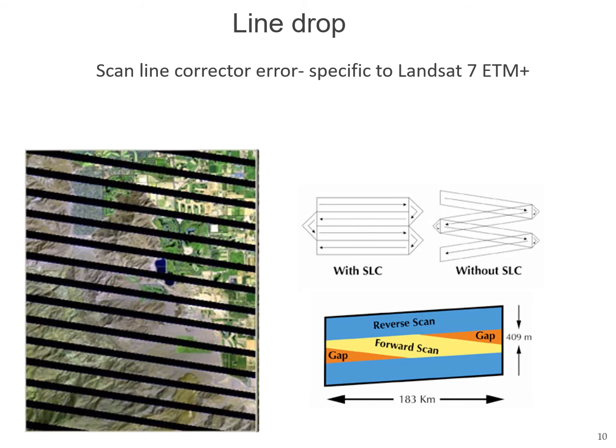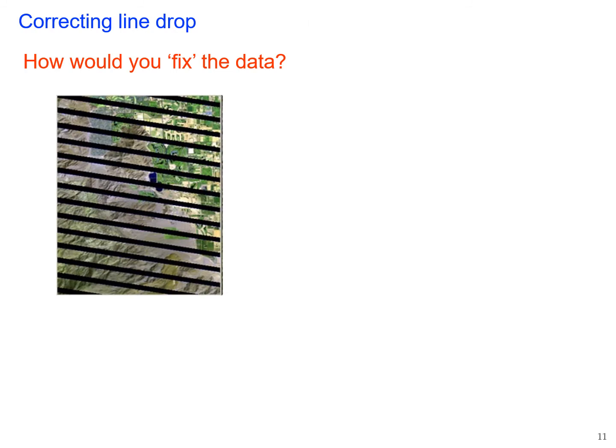On the left, we have just a portion of the Landsat 7 image, and you can see where the data gaps are. You can imagine that if all of these were compressed, sort of rotated to the left, that data would appear correct. There would be gaps, but they would at least be parallel to the direction of forward movement. So how do you fix that data?